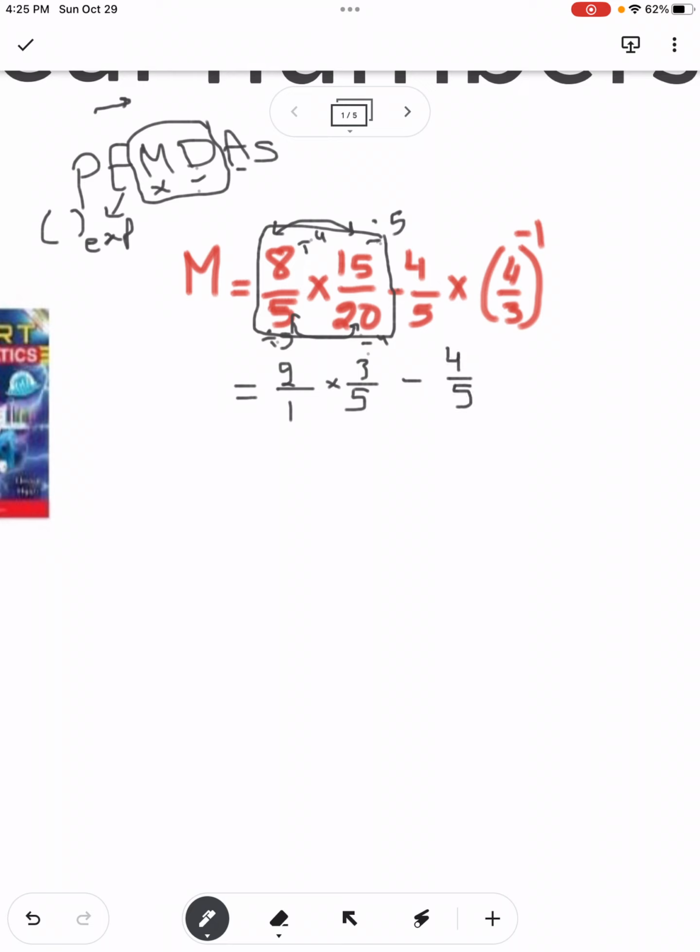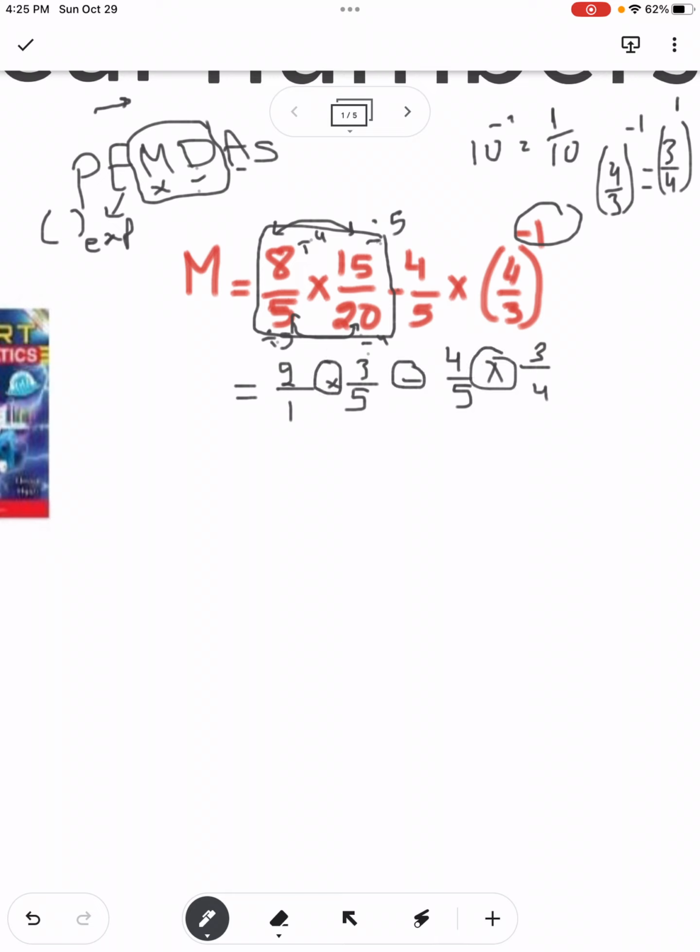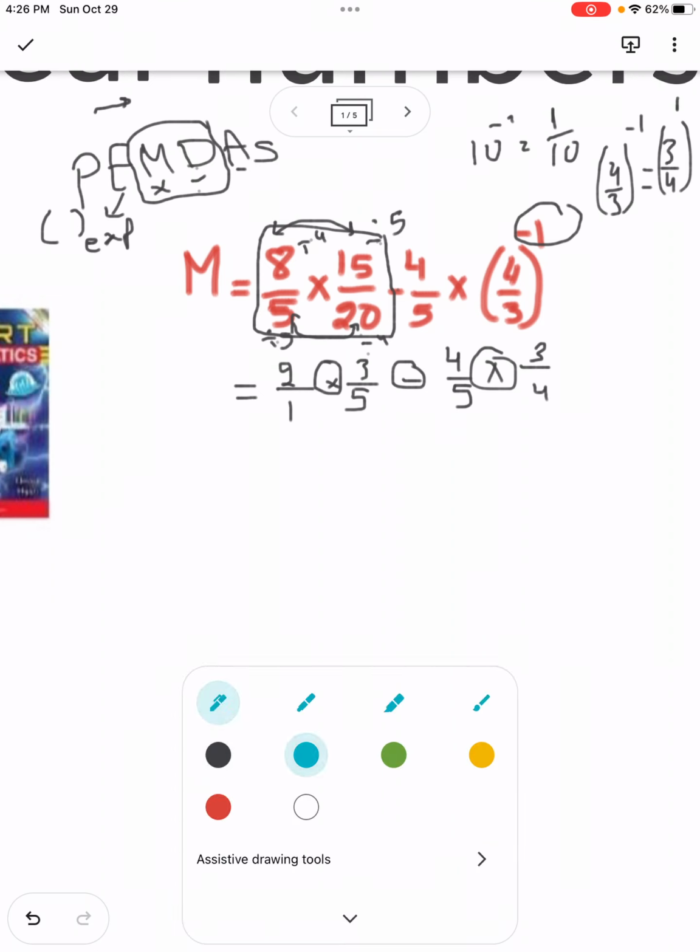What should I do with a negative exponent here? I know that 10 to the power minus 1 can be written as 1 over 10, right? If you have such a case, 4 over 3 to the negative exponent, you can write it as 3 over 4 to the power 1. So, times 3 over 4. Here I have multiplication, subtraction, and multiplication. So priority now will go to multiplication on both sides.